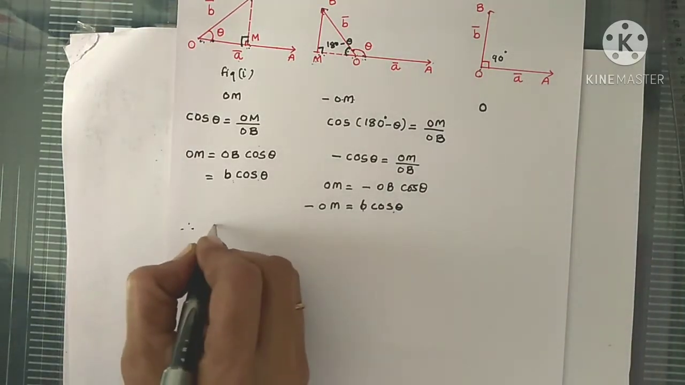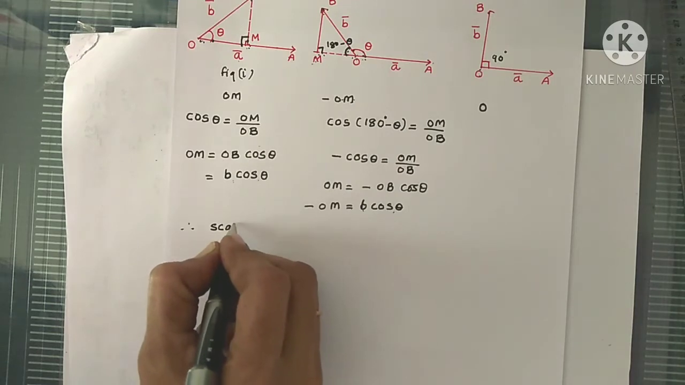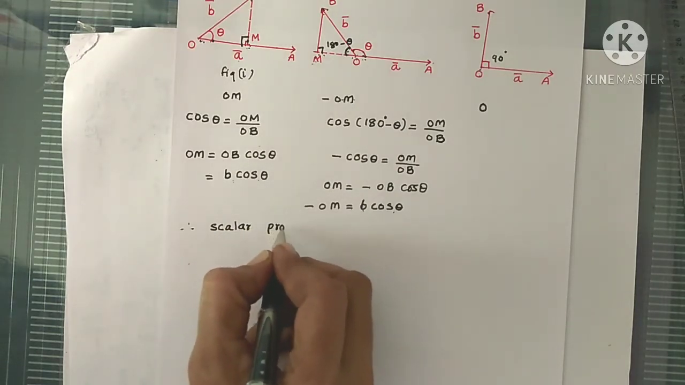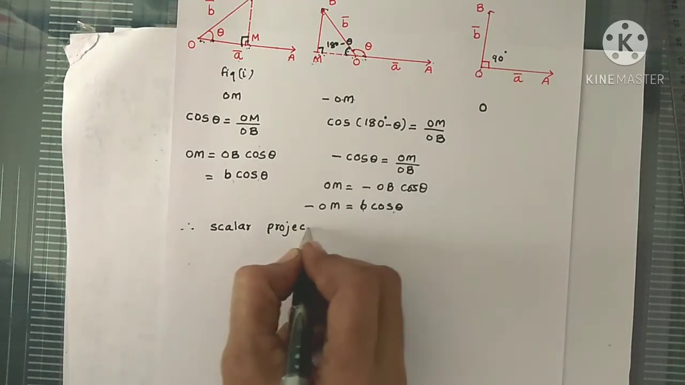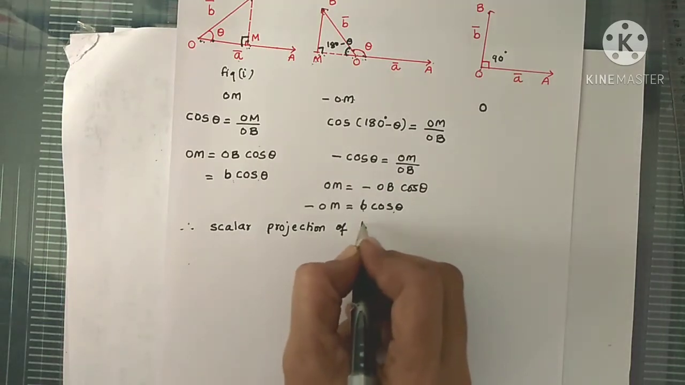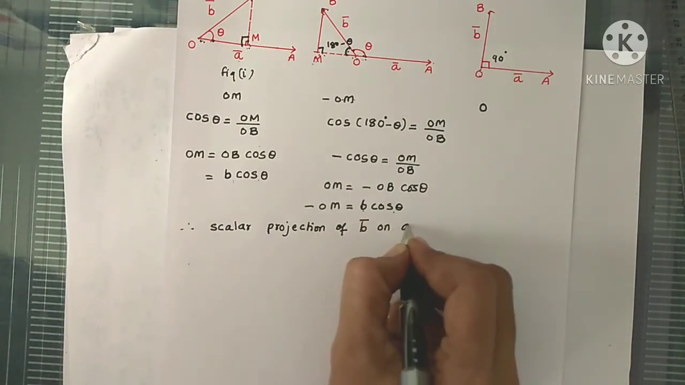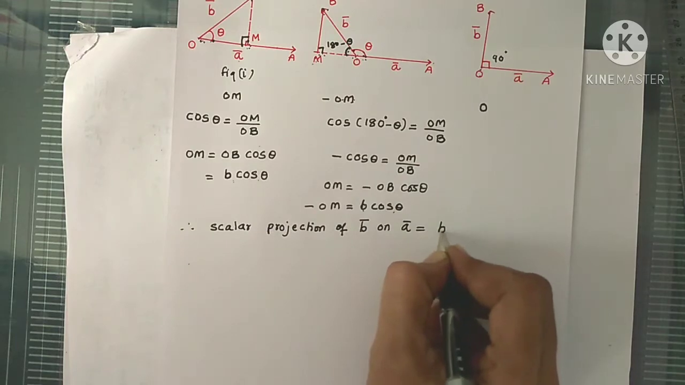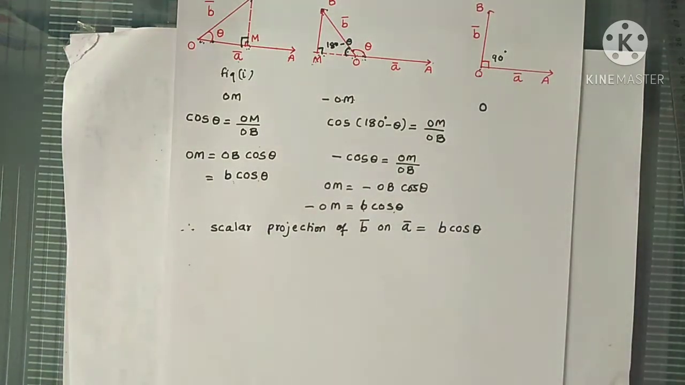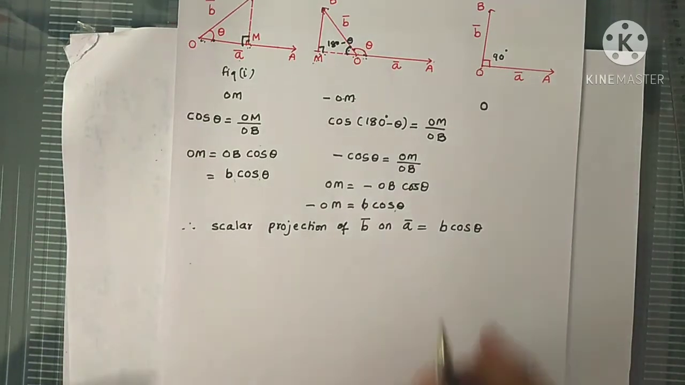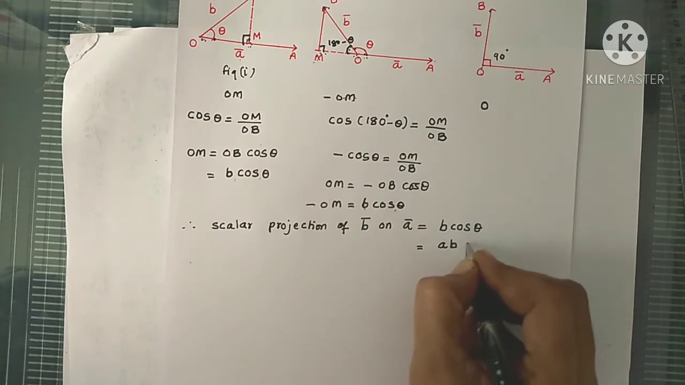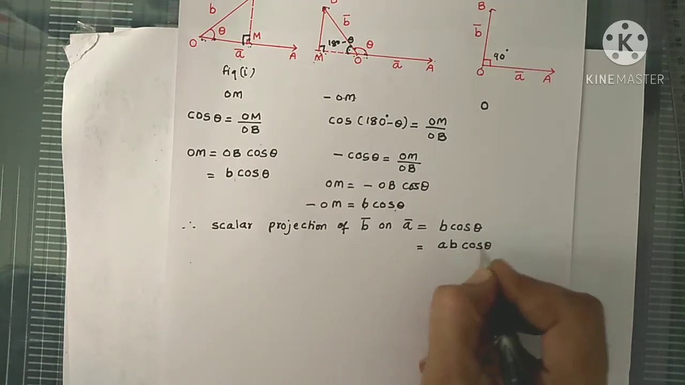Therefore, now let's write the formula for scalar projection. The scalar projection of B bar on A bar is equal to b cos theta. Now we want to find the formula for this. If I multiply numerator and denominator by a, I get ab cos theta upon a.